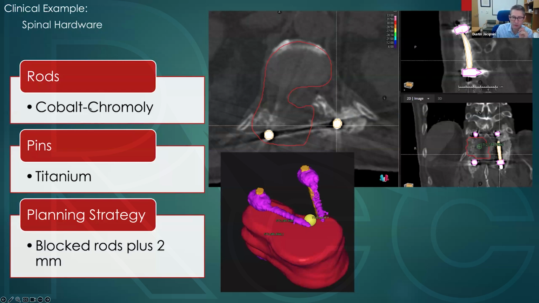Looking at the patient's medical record, we were able to determine that the rods were cobalt chromoly, the pins were titanium, and the dosimetrist was able to block the cobalt chromoly rods with a 2 millimeter margin, which we didn't apply to this one on the left here that was in the target, but we did apply to the one on the right, which was outside of the target. That helps reduce a little bit of the dosimetric uncertainty associated with treating through metal. But this is something you might see in spine SBRT.